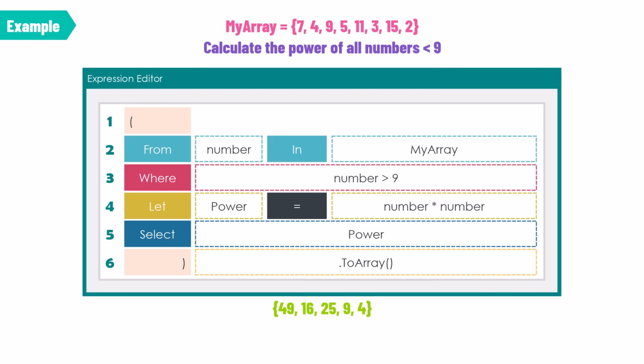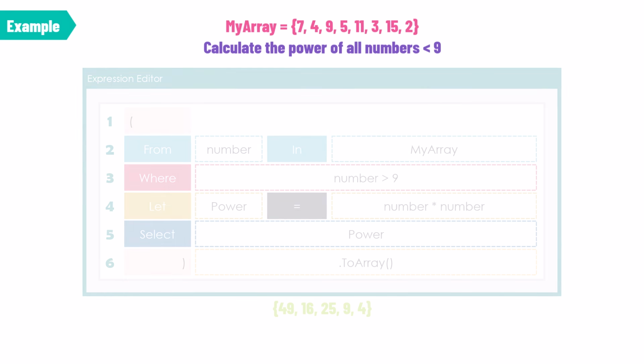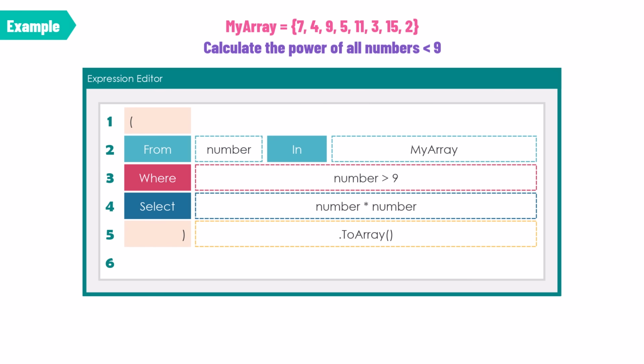Before moving to another example, let me show you another way, how to get the same output without using let clause. For example, the following query. Here I didn't use let clause. But in select clause I have an expression, to calculate the power of each number, that meets the condition of where clause. In this way I will get the same result.